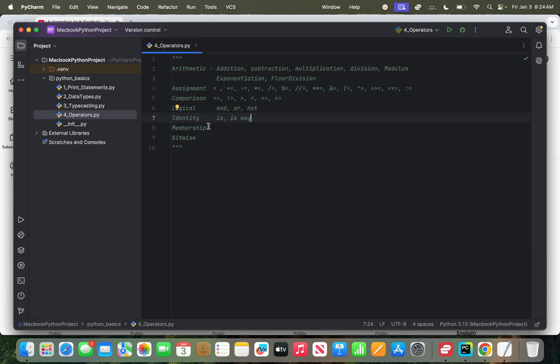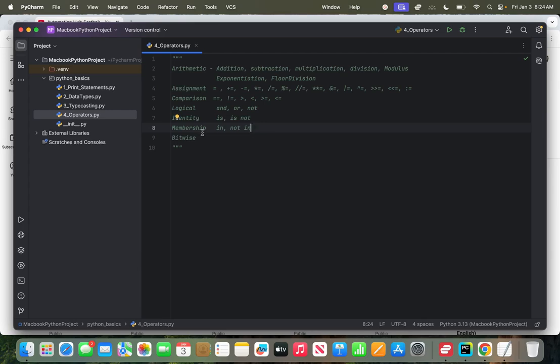Now membership operators: in, not in. So in returns true if a sequence with the specified value is present in the object, and not in returns true if a sequence with the specified value is not present in the object. Like A is in Y, true; B is not in Y, true if it is not present.